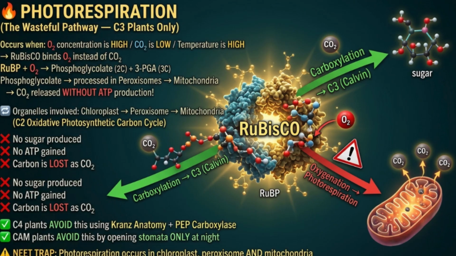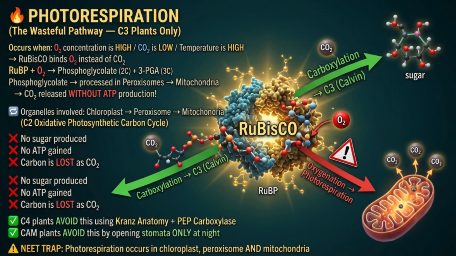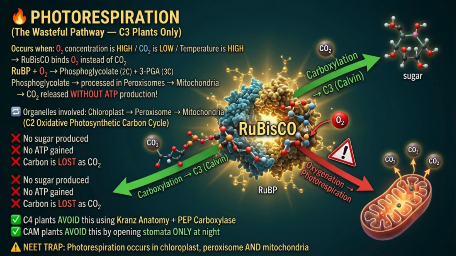Photorespiration. This is the dark side of RuBisCO. RuBisCO is a dual-function enzyme. Normally, it acts as a carboxylase. It fixes CO2. But when oxygen concentration is high and CO2 is low, which happens in hot, bright conditions, RuBisCO switches and binds oxygen instead. This is the oxygenase function.